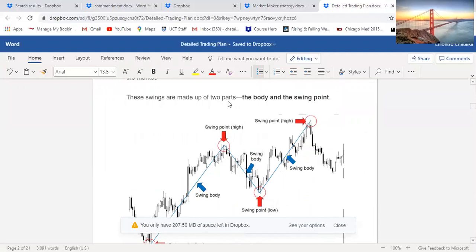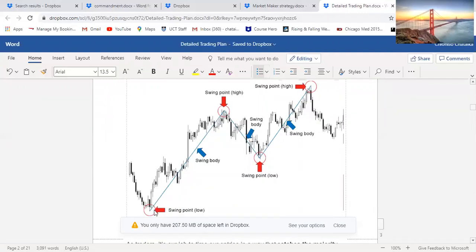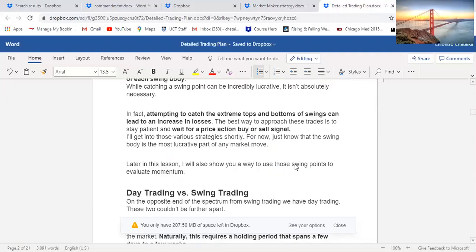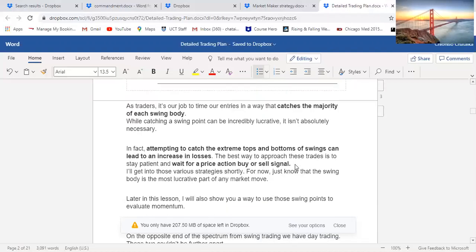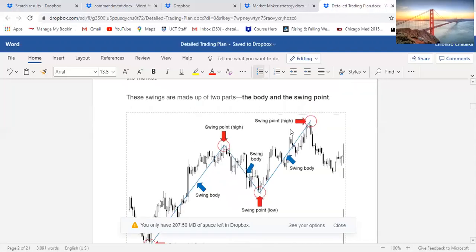So, for example, this is swing trading, right? Say you're like, I enter at these swings. I look for opportunities at these swings. This isn't a strategy. Swing trading is not a strategy. It's a style of trading. Please get that right. Swing trading is not a strategy. It's a type of trading. It's basically saying you look for opportunities in big swings of the markets, right? Let me see. As traders, our job is to time the entries in a way that catches the majority of each swing body, right? So that's basically explaining that you want to be a swing trader and what you're looking for.